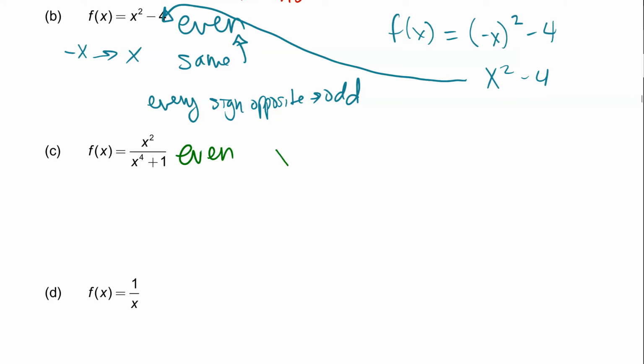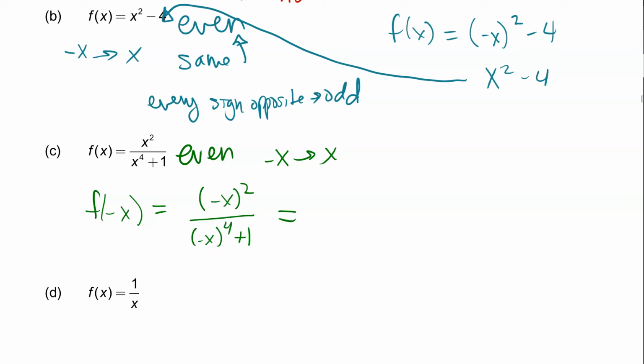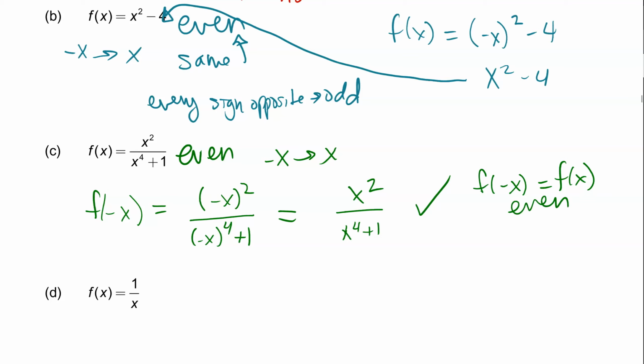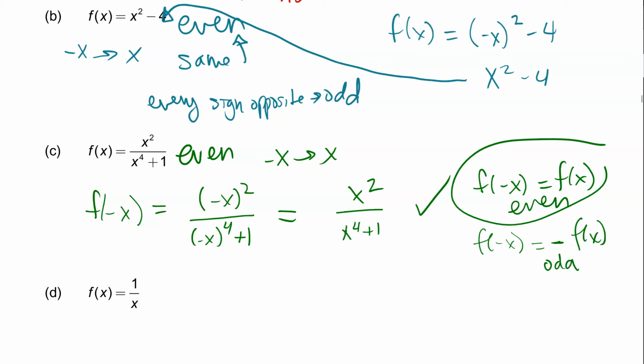So I'm going to plug in negative x for x, see what happens. So I have f of negative x is equal to negative x squared over negative x to the 4th plus 1. It's the same. So what this says is f of negative x is the same as f of x. That is the definition of even. If I got f of negative x is equal to negative f of x, literally everything is the same, it would be odd, but here it's just even.